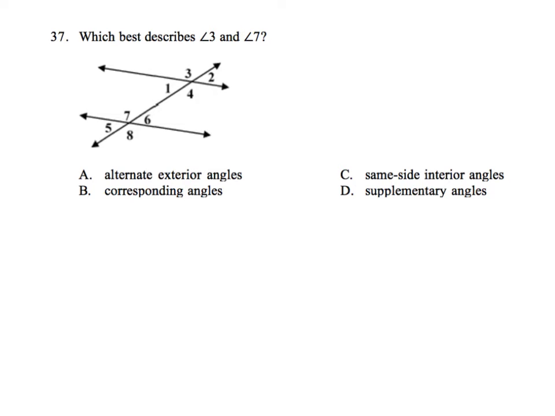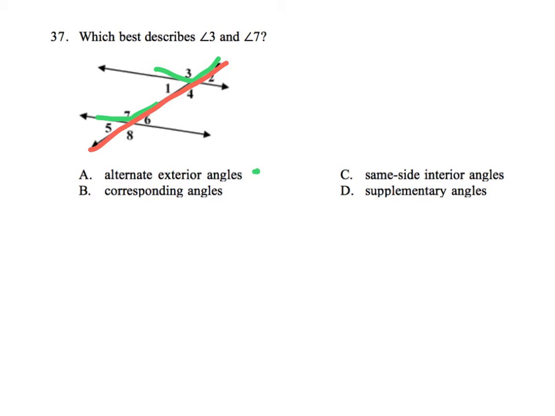37. What best describes angle 3 and angle 7? So I have angle 3, I have angle 7. Those two are in the same spots. If you want, you can look at their options. The first one's alternate exterior angles. Well, I noticed that if they're alternate, they should be on the opposite sides of my red line.